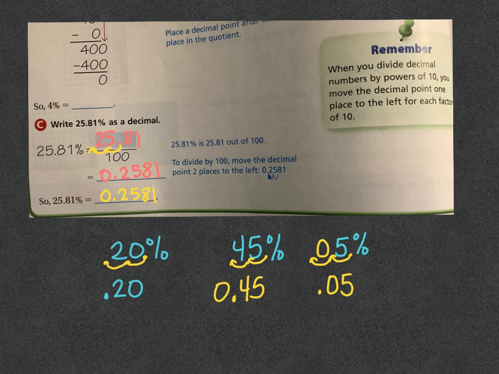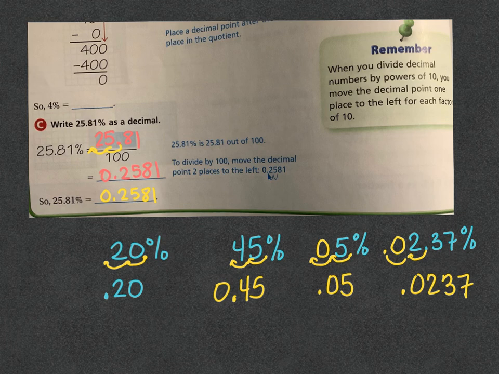And then just like the example they gave us there, let's say I have 2.37%, I'm moving that decimal 2 spots. Oops, there's not enough. Create one. 0.0237.